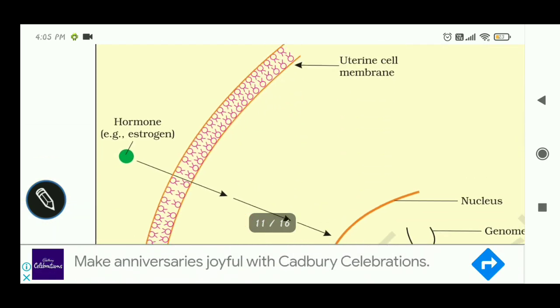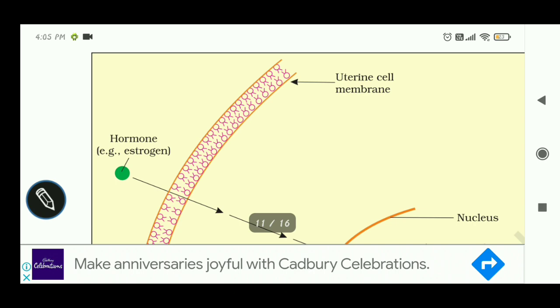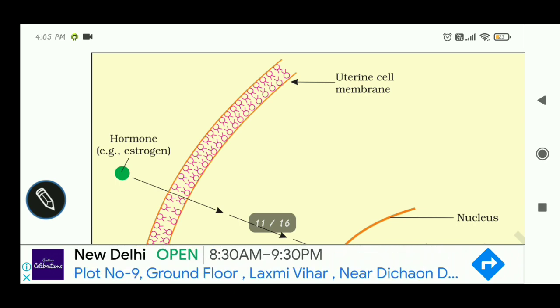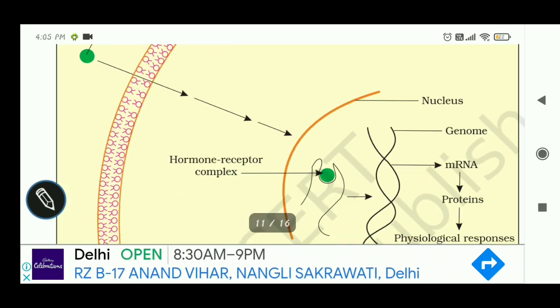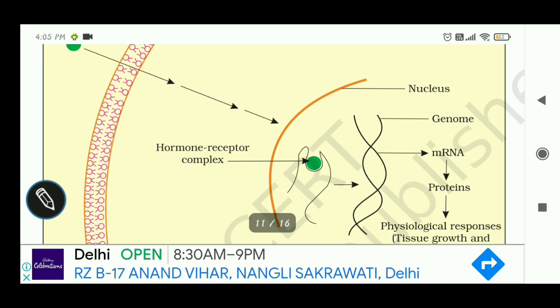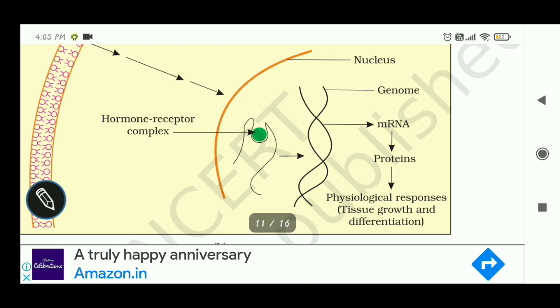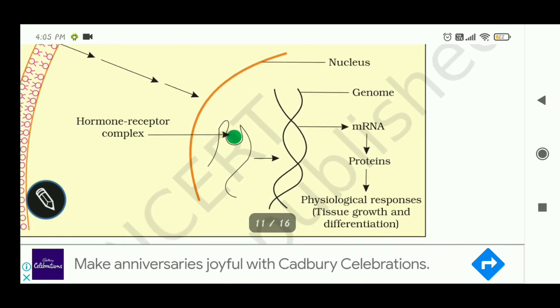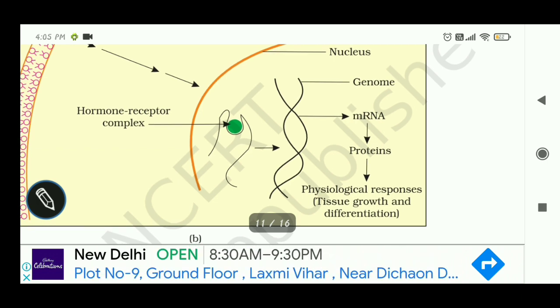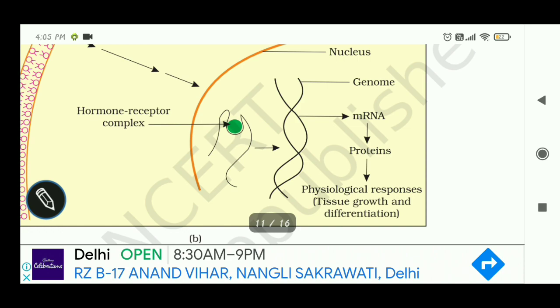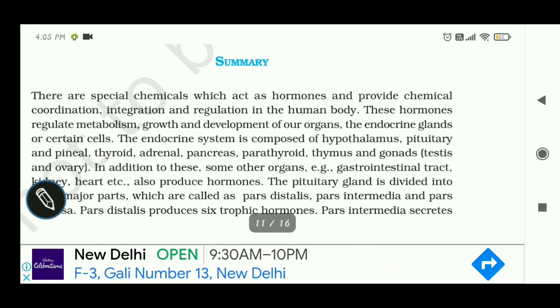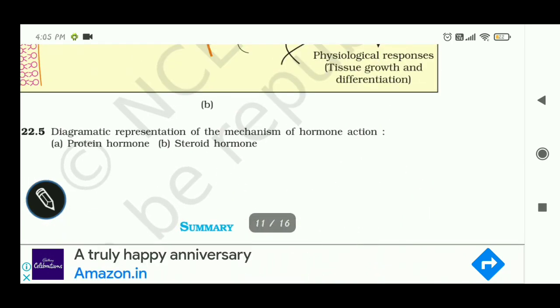Next we have, what if it is not working on the cell membrane, if it is an intracellular response, like if the hormone is going inside, then it will lead to the formation of hormone receptor complex, and here it will go through the nucleus, through this RNA proteins will do the physiological response, like the tissue growth and differentiation will happen. So this is the chapter.